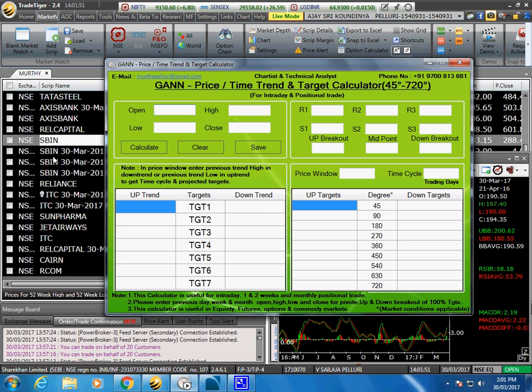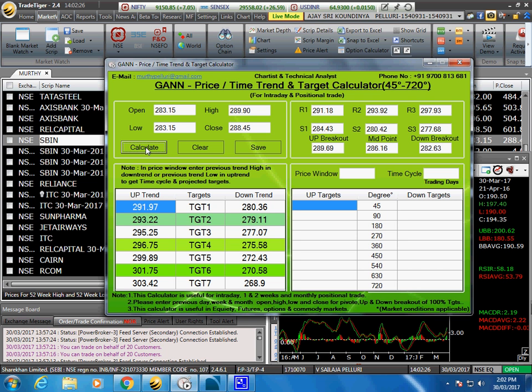Now I am taking the levels of SBIN in cash. Today is the 30th, and I have taken the levels of the 29th for SBIN in the cash market and I am entering them in this calculator. The open is 283.15, yesterday's high was 289.90, the low was 283.15, and the close was 288.45. Now I am calculating. I have entered the previous day's open, high, low and close, and calculated.